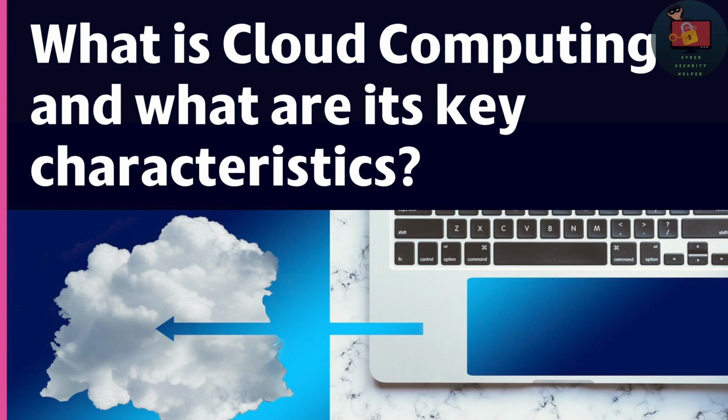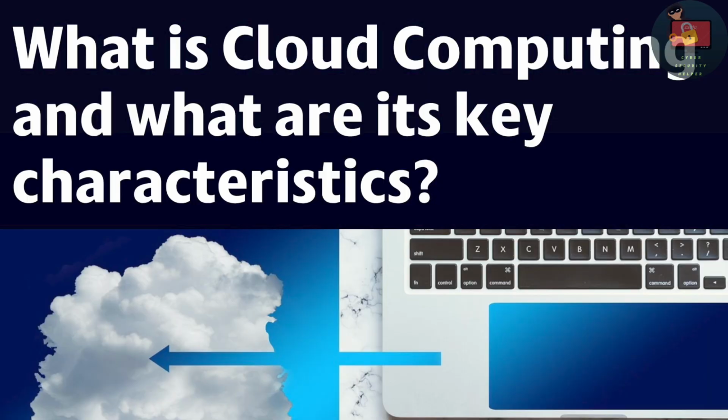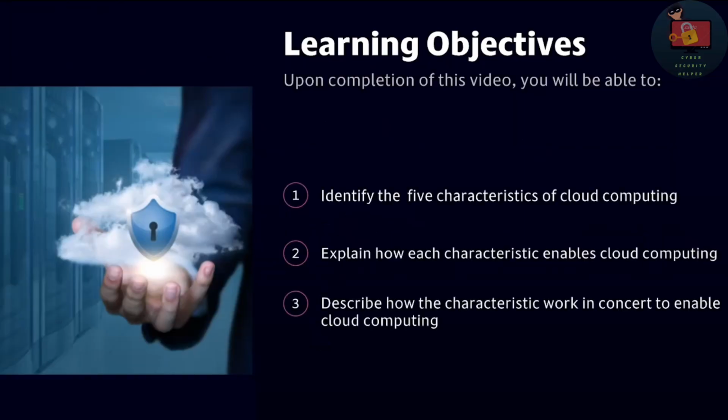Having gone over what we're going to cover in Domain 1, in Module 1.2, we're going to go over what is cloud computing and what are its key characteristics. The learning objectives for this module are to identify the 5 characteristics of cloud computing, explain how each characteristic enables cloud computing, and describe how the characteristics work in concert to enable cloud computing.